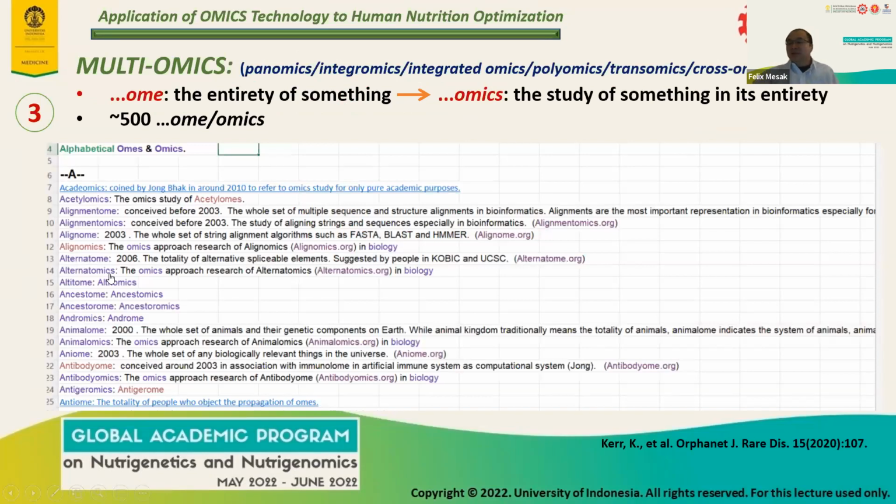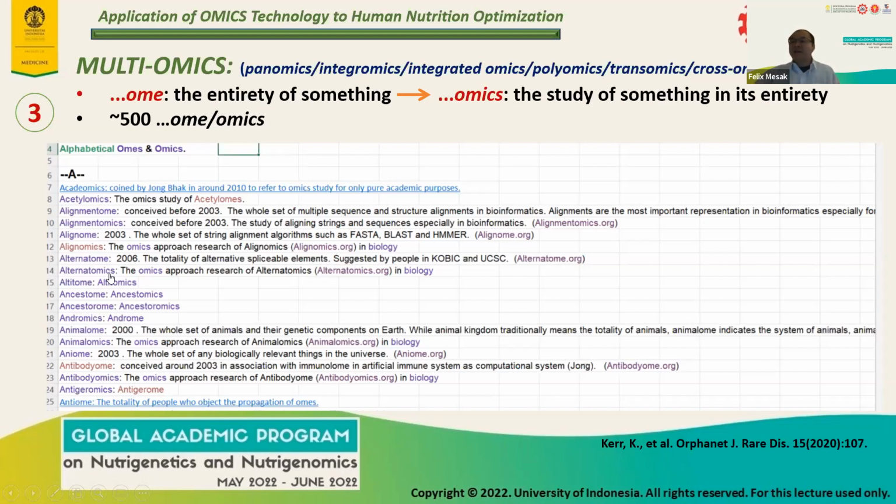So multi-omics are variously called pan-omics or integromics, integrated omics, polyomics, transomics or cross-omics. So you came across those omics names, literally it's multi-omics. We use multi-omics from now on. It aims to combine two or more omics data sets to aid in data analysis, visualization, and interpretation to determine the mechanisms of a biological process.